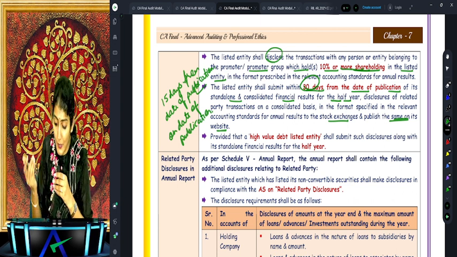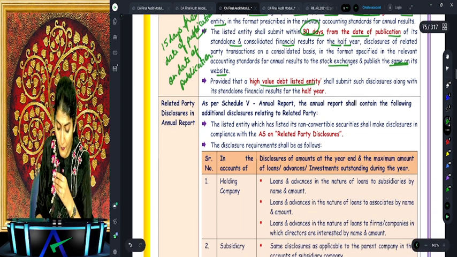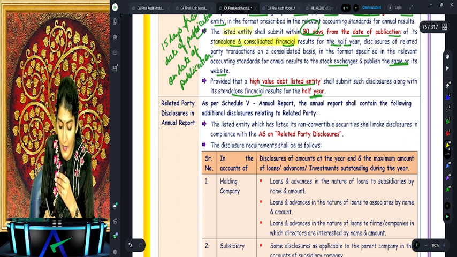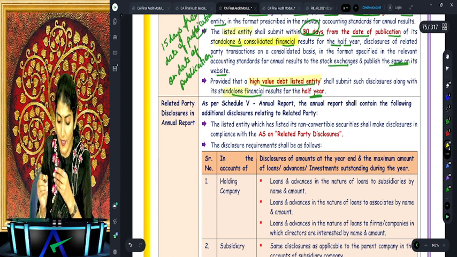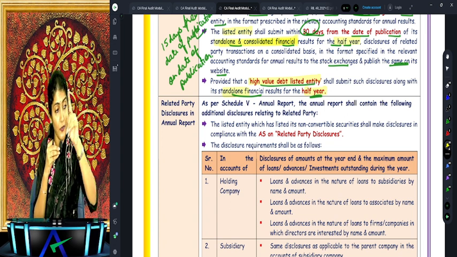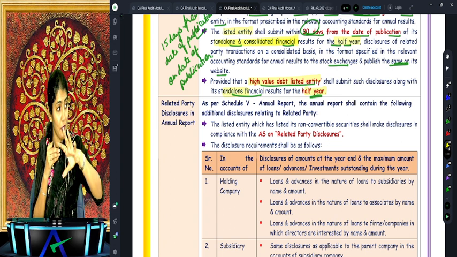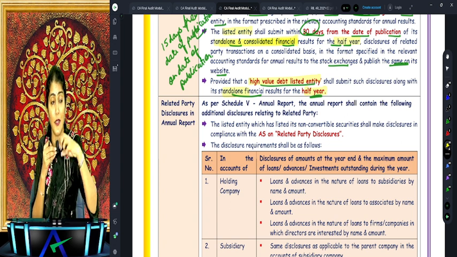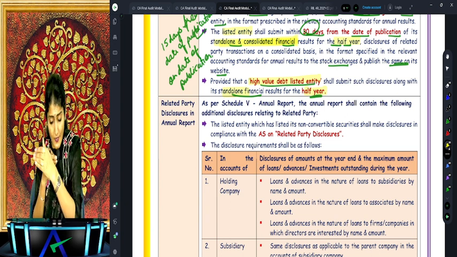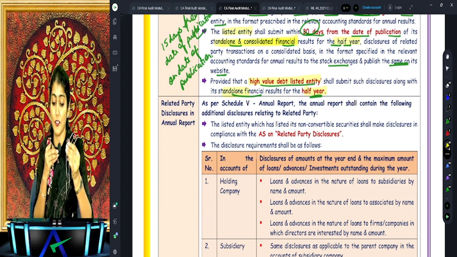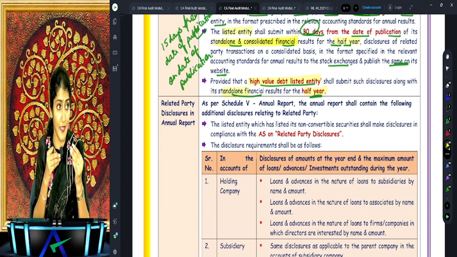Okay. And a high value debt listed entity has to give these details for their standalone financial results for the half year. Other than high value, the listed entity has to give on the standalone and consolidated, but high value only has to give on the standalone for the half year. So the listed entity has to give on the date of publication or within 15 days from the date of publication of standalone and consolidated financial results for the half year. But a high value debt listed entity has to give within 15 days from the date of the publication of the standalone financial results for the half year. Are you understanding that, everyone?